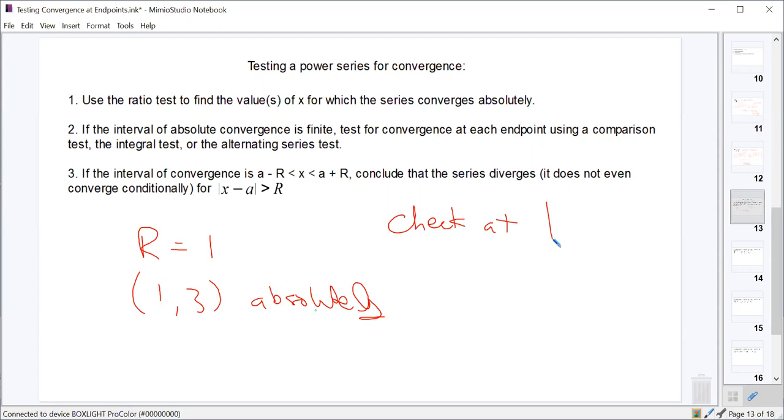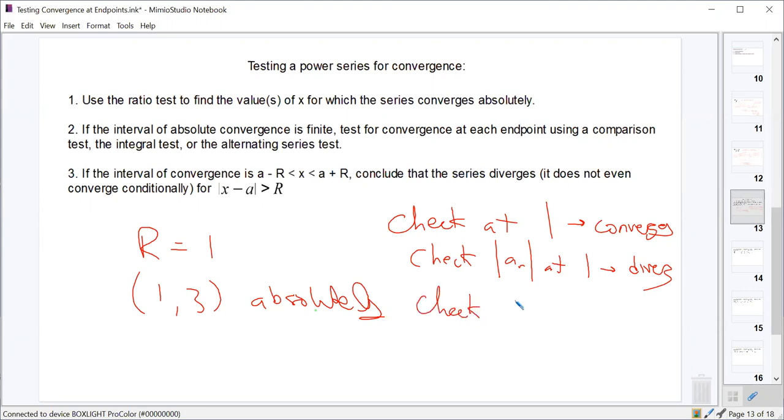We would check at 1. And if it converges, let's say check at 1 converges. Great. Let's say then we check the absolute value of the series at 1. And let's say that diverges, right? That's a possibility, right? Then let's say we check 3, and we find that 3 converges. And we check the absolute value of the series at 3, and we find that that also converges.